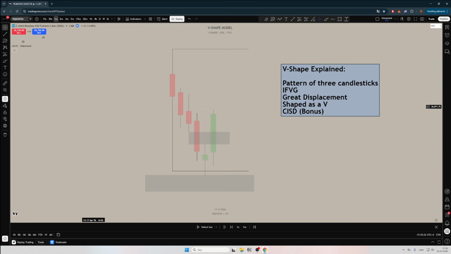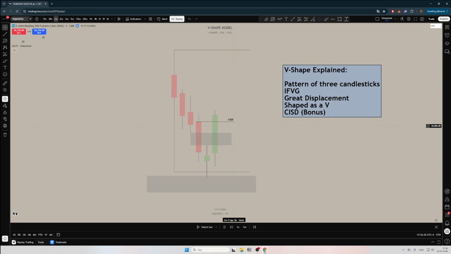So basically V-shape, quickly explained, is just a pattern of 3 candlesticks, as you can see here, with an inversion fair value gap, with the third candle closing above with great displacement, and then the price forms a V. And the change of state of delivery is a bonus in making the setup higher probability.